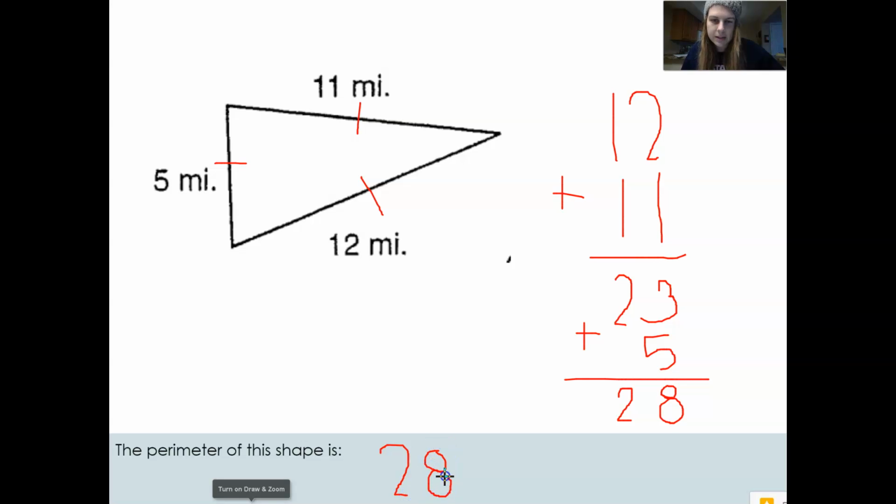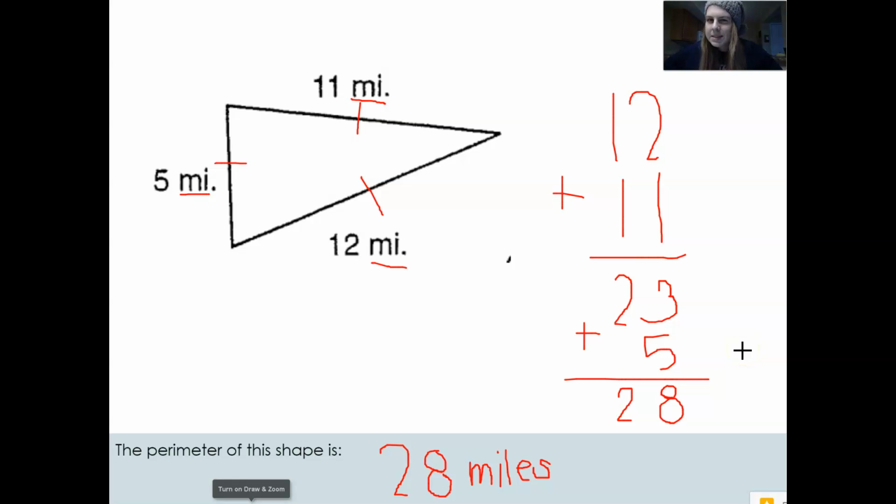Now keep in mind, if my labels include units, then my answer also needs to include units. The units in this triangle is MI, which stands for miles. You can either copy the exact letters that they used, or if you want to take it a step further, you can write the whole word miles.